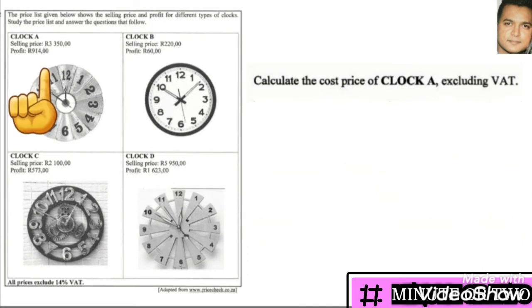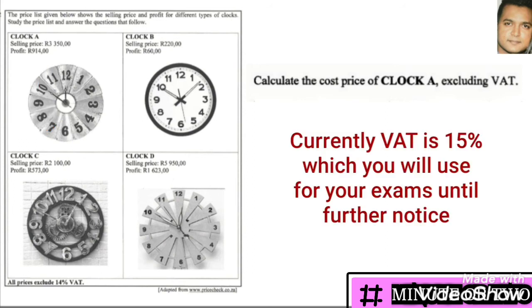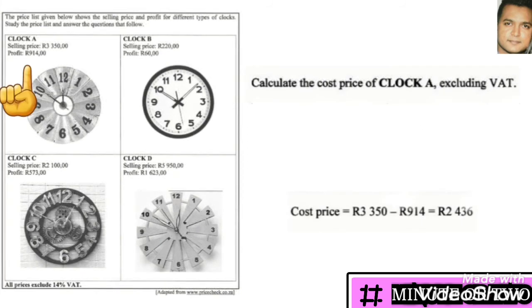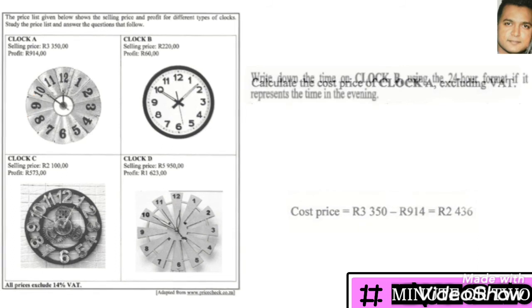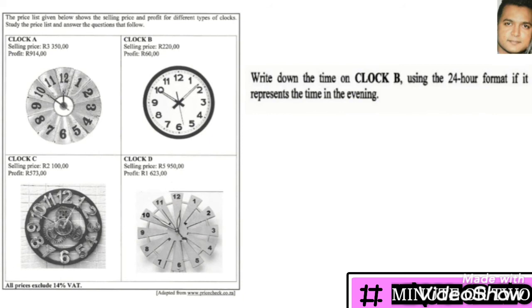Calculate the cost price of clock A excluding VAT. At the bottom of our picture, VAT is indicated to be 14%. For the purposes of this paper, VAT will be used at 14%, but remember that VAT is now 15%. So we take the selling price of clock A, which is 3350, minus the profit 914, and we arrive at our cost price 2436.